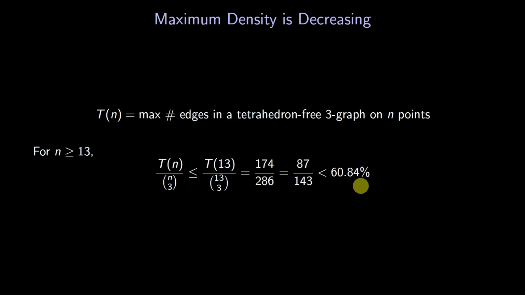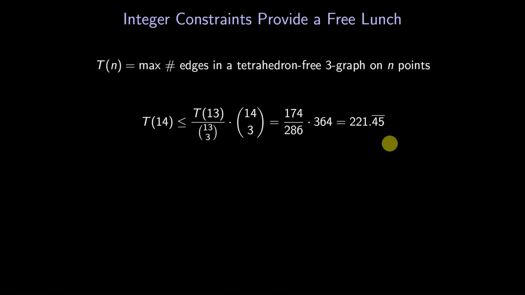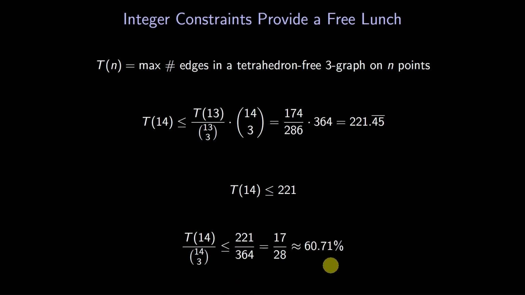We can do better. Let's look at t of 14 again. We had the following density inequality. Calculating shows that t of 14 is at most 221.45 repeating. Since t of 14 is a whole number, it's actually at most 221. And so the density is at most 60.71 something percent. We got a free improvement by taking advantage of the fact that the Turán numbers are integers.